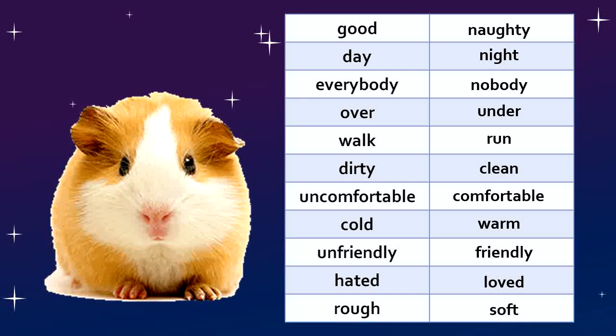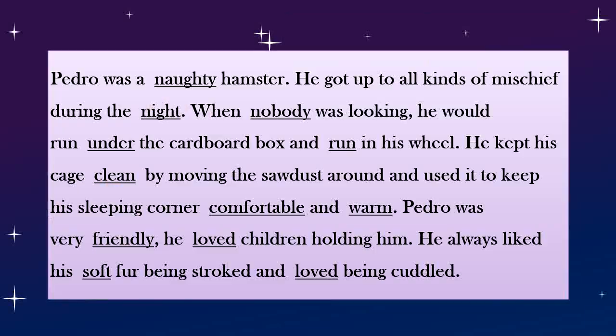So now let us see how our paragraph will look like. This is our new paragraph. Pedro was a naughty hamster. He got up to all kinds of mischief during the night. When nobody was looking, he would run under the cardboard box and run in his wheel. He kept his cage clean by moving the sawdust around and used it to keep his sleeping corner comfortable and warm. Pedro was very friendly.